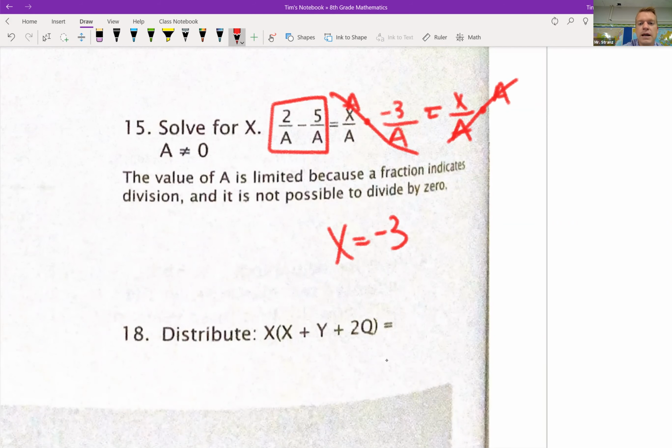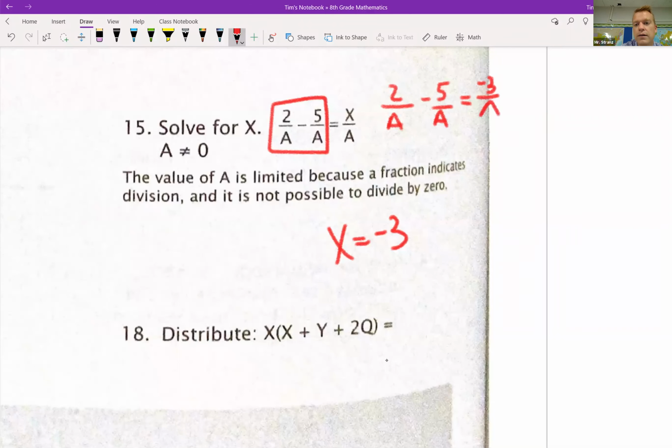Okay, now if we go back into this equation and plug in negative 3 for x, let's see what happens. So if I have 2 over a minus 5 over a equals negative 3 over a. Okay, and you can see 2 minus 5 is negative 3, and that equals negative 3 over a. All right, and there you go. So we know that x is negative 3.